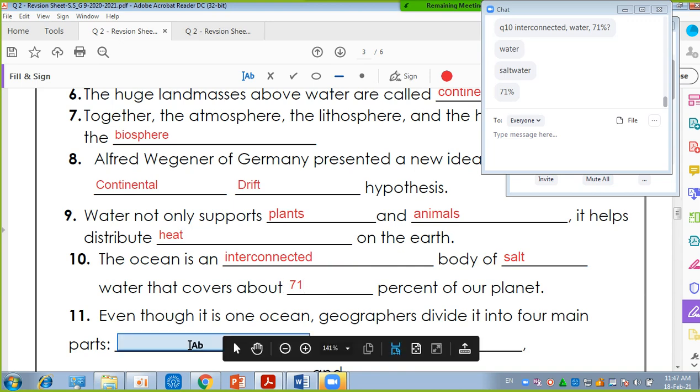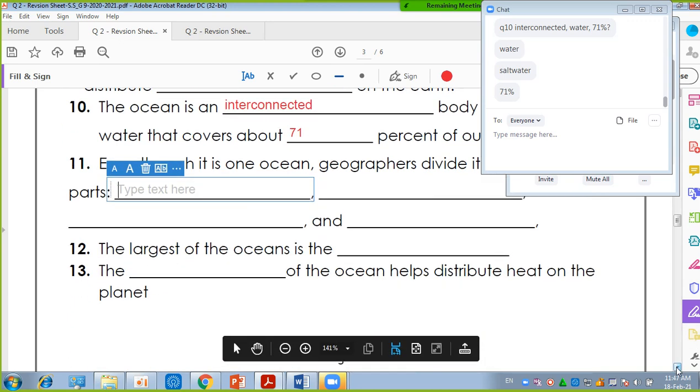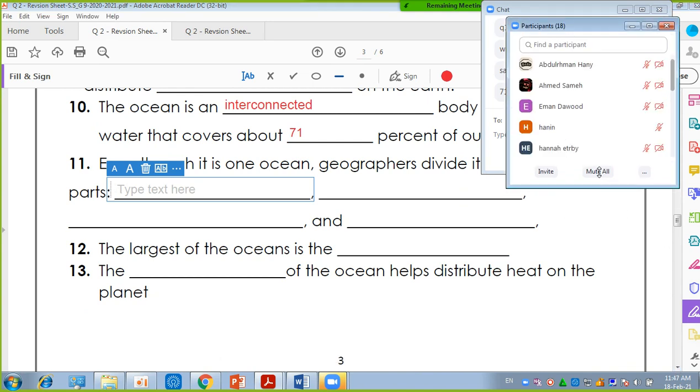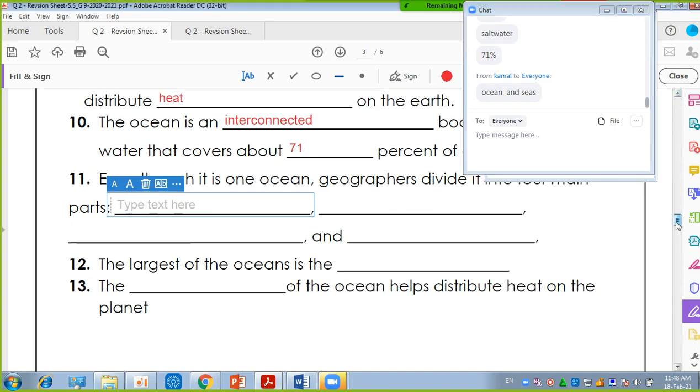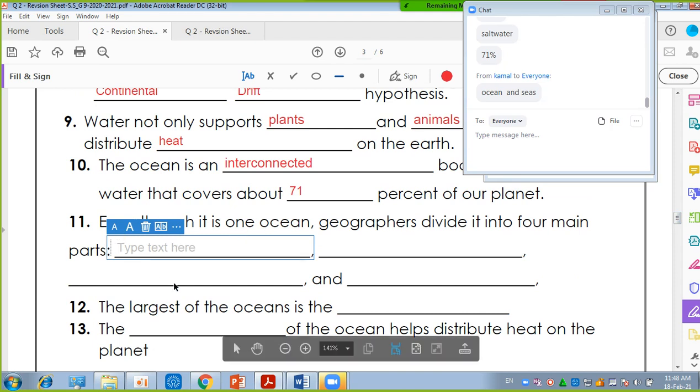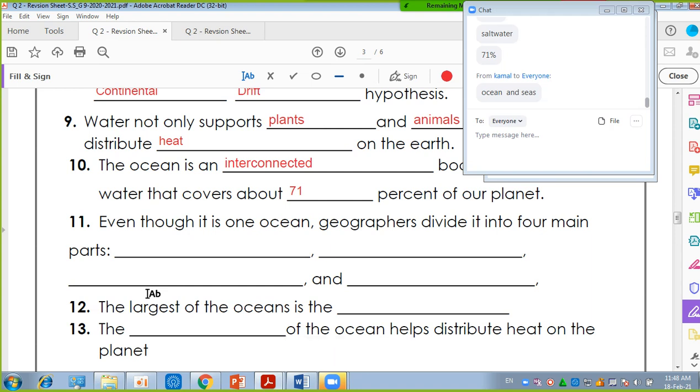Kamal, your turn, number 11. Thank you, Haneen. Kamal, are you here? Okay. Even though it's one ocean, geographers divided it into four main parts. What are they? We're speaking about the huge ocean divided into four. The Indian, that's right. Pacific, okay. Atlantic, excellent. And one more part.